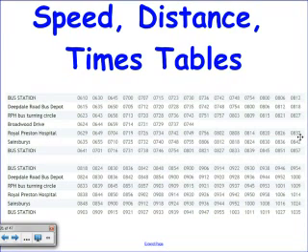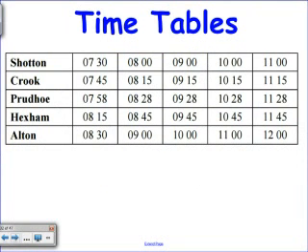You're not going to get anything as complicated as that. What they're more likely to do is give you something like this, okay? They're going to give you 4 or 5 destinations with 4 or 5 times going across. I'm going to ask you questions along the lines of, if I've got a job interview in Alton at 10:30 in the morning, what time do I have to catch the bus from Shotton? That kind of thing.